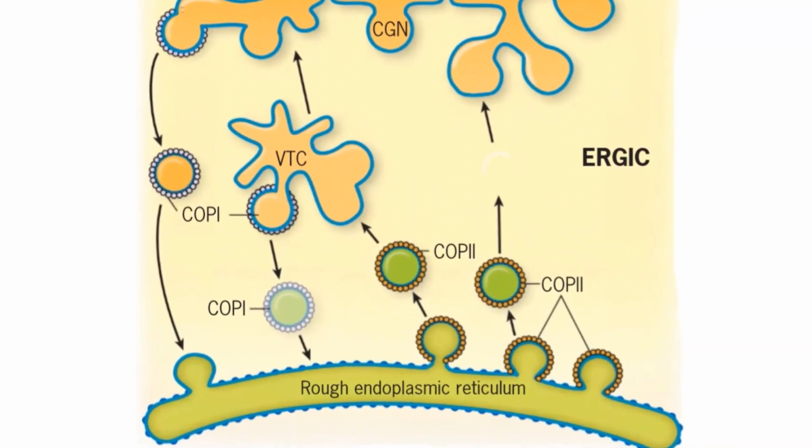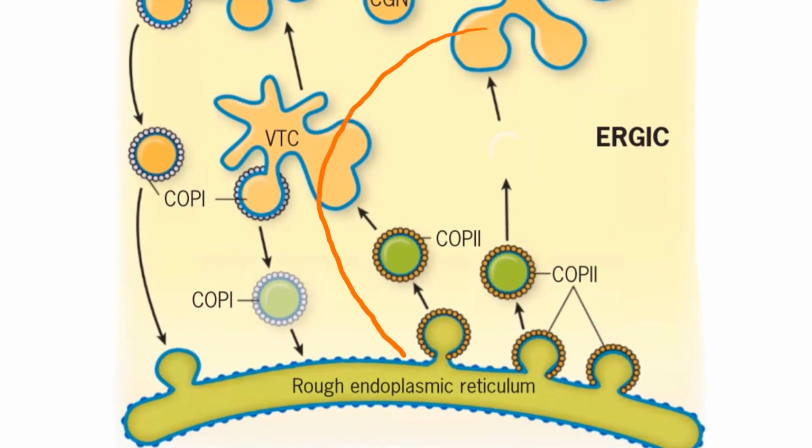So let's take a closer look here. So notice that the COP2 coating proteins only coat vesicles that are moving in an anterograde motion or direction from the ER to the ERGIC. Okay? And then towards the cis-Golgi network. So that's where the COP2 coating is found. Okay, so that's very specific.